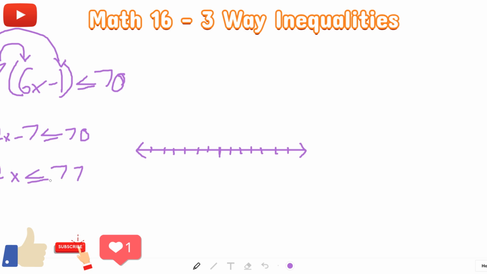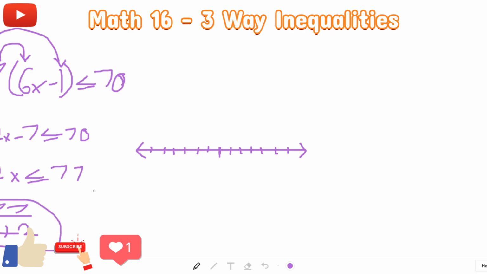Now, since we're multiplying 42 by x to get 77, we have to divide. We can put 77 over 42, since that's just another way of writing 77 divided by 42. So we can write x is less than or equal to 77 over 42. That's the first way of writing it down.